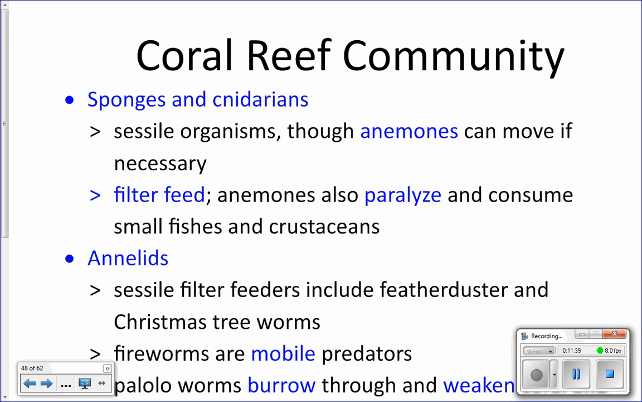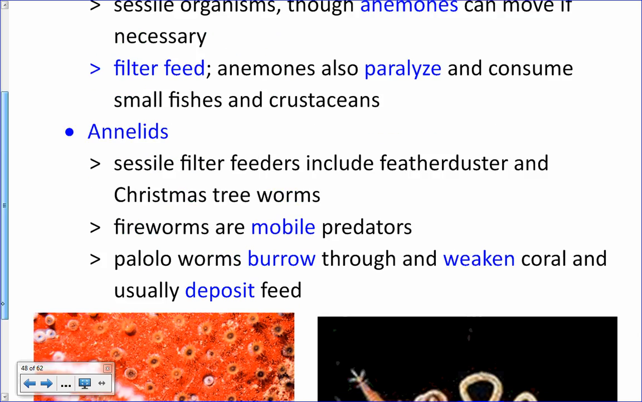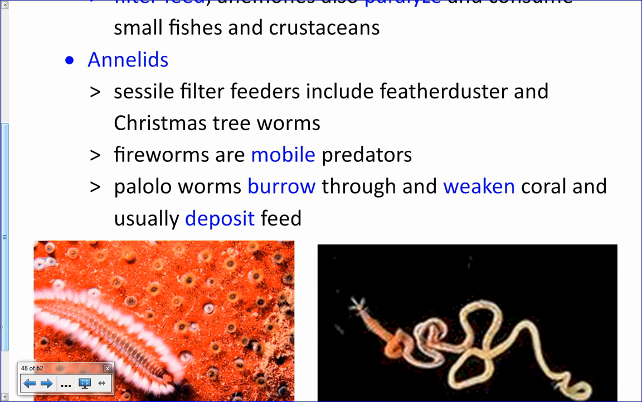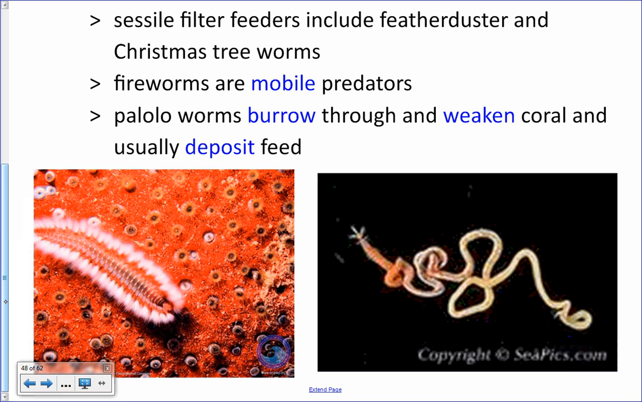Annelids, we have different types of annelids that we'll find in the reef. They can be sessile filter feeders like the feather duster worm or the Christmas tree worm, or they can be predators like the fireworm. That's the picture on the left. The fireworm is moving around eating other things. The pololo worm, that's this one on the right.